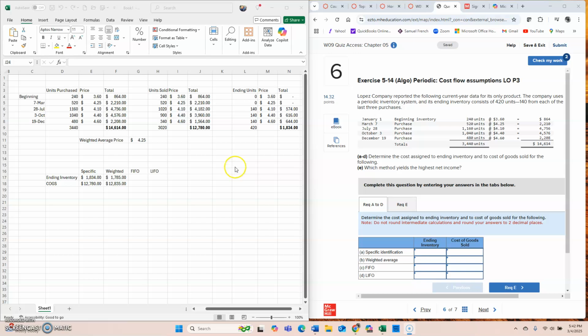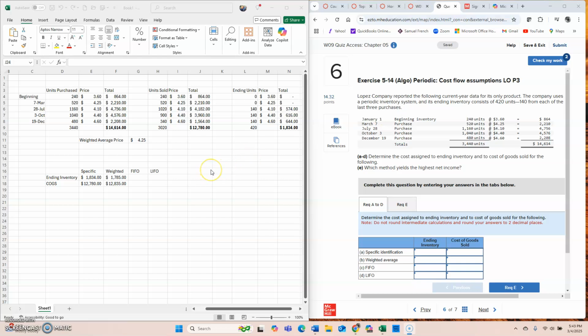As you can see, I pulled up a blank Excel sheet, and I quickly made my tables and put in my equations and filled in all of this information from the question. It says the Lopez Company reported the following current year data for its only product. The company uses a periodic inventory system, and its ending inventory consists of 420 units, 140 from each of the last 3 purchases. So this is the information we're going to use for the specific identification along with the weighted average.